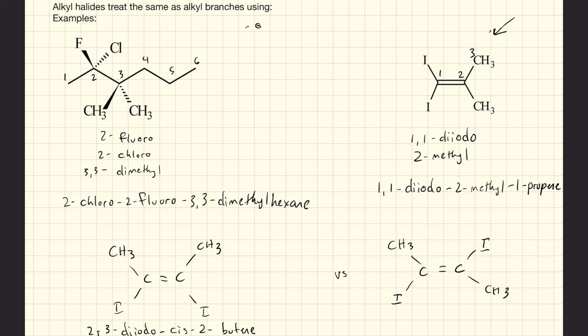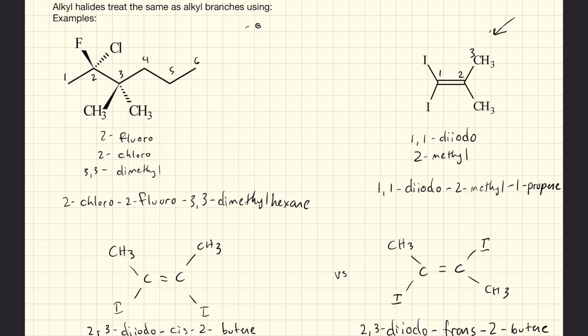because the heavy groups this time would be the iodines, and they're on the same side. Now the iodines are on the opposite side. So this is still 2,3-diiodo trans-2-butene. Okay?